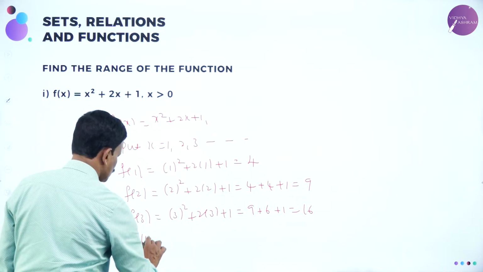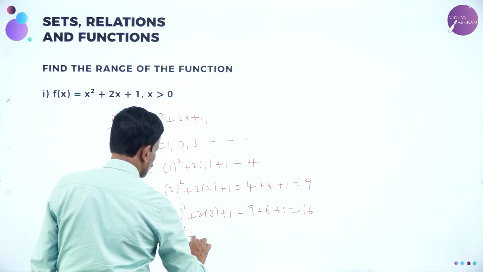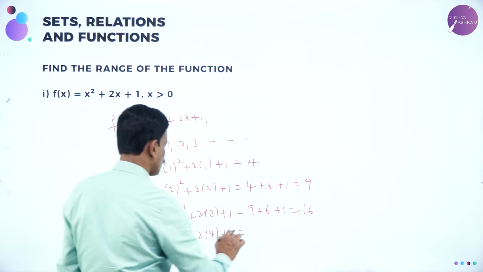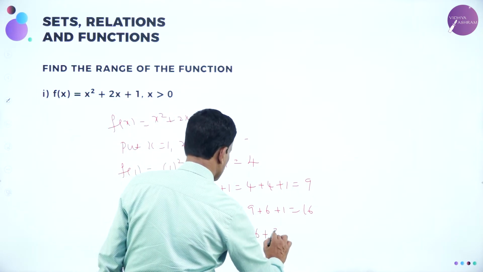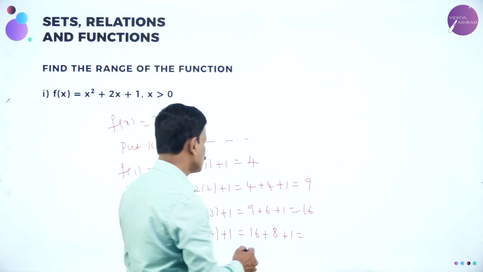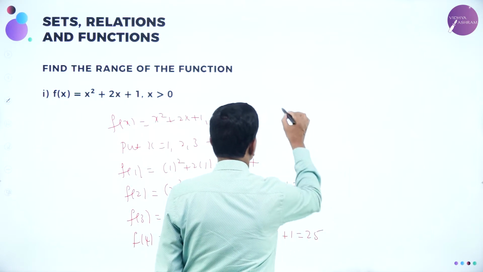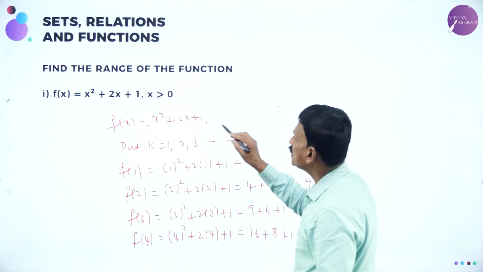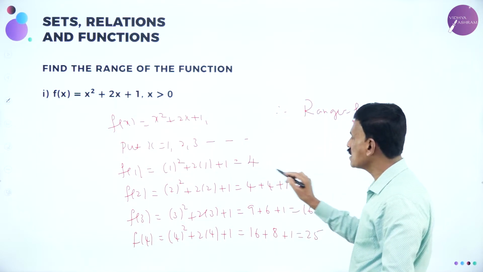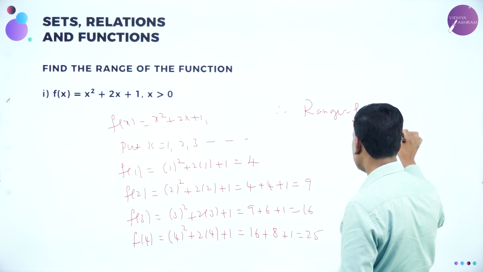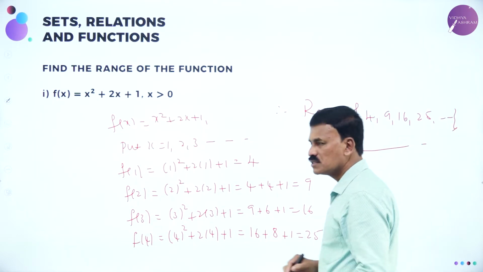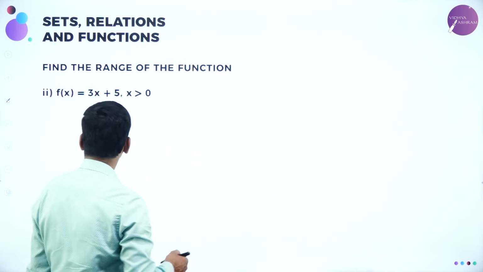Similarly, if you put x is equal to 4, f of 4 is 4 square plus 2 into 4 plus 1. So that is equal to 4 square is 16 plus 4 2s are 8 plus 1. So 16 plus 9 is equal to 25. So therefore the range is nothing but the set of all second elements, that is 4, 9, 16 and 25 etc. This is called the range. That's it. Okay. Now let us come to the next problem.